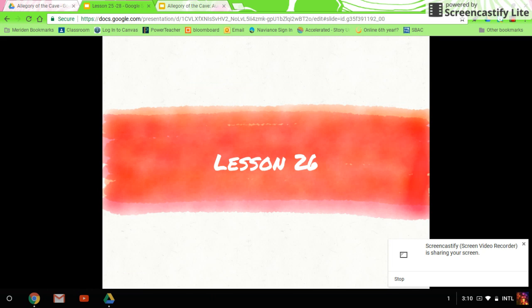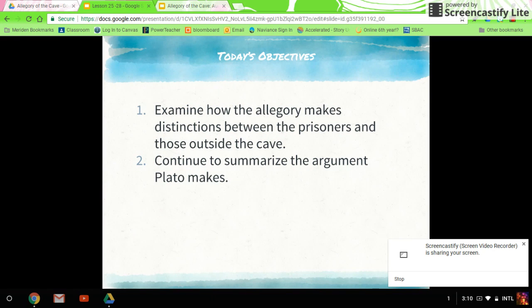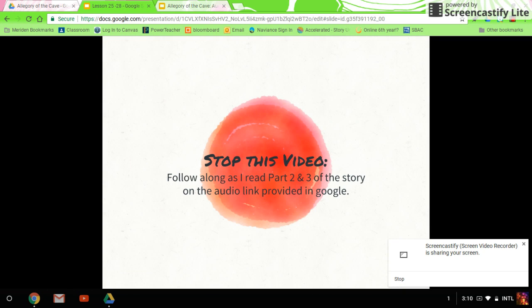Lesson 26. Today's objective is to examine how the allegory makes distinctions between the prisoners and those outside the cave, and continue to summarize the argument that Plato makes.